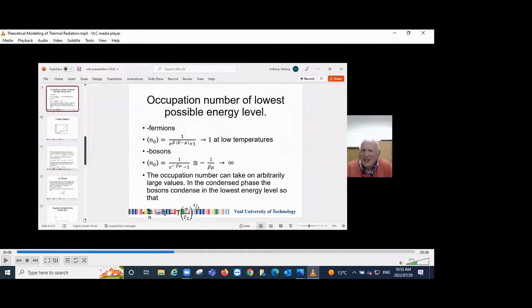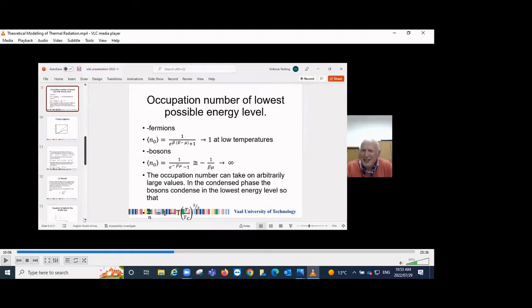So here we have the occupation number of the lowest possible energy level and the results for bosons, for example photons, compared with the corresponding values for fermions, for example electrons. In the case of electrons, the lowest possible energy level E is smaller than the chemical potential. Therefore, e to the power beta (E minus mu) is a very small number, which goes towards 0 as T approaches 0, and therefore the occupation number for fermions approaches 1 at very low temperatures.